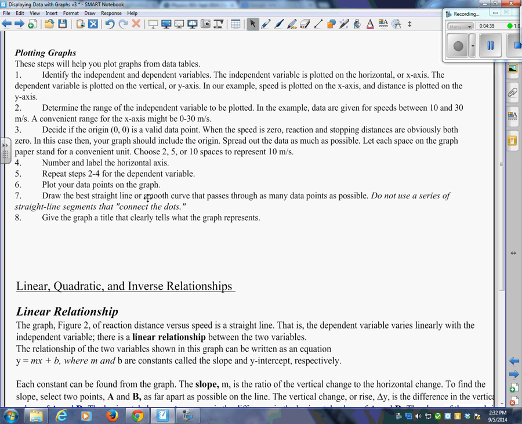Determine the range of the independent variable to be plotted. What does the word range mean? It's not the place where you cook dinner. Not that one either, Lucas. That's a different range.